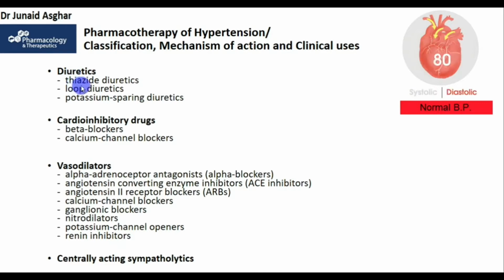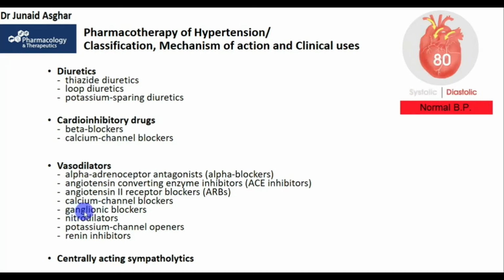The diuretics include thiazide diuretics, loop diuretics, and potassium-sparing diuretics. Cardio-inhibitory drugs include beta blockers and calcium channel blockers. Vasodilators include alpha-adrenoceptor antagonists, we also call them alpha blockers. Then we have angiotensin converting enzyme inhibitors or ACE inhibitors, angiotensin 2 receptor blockers or ARBs. Then we have calcium channel blockers. So the calcium channel blockers are vasodilators as well as cardio-inhibitory drugs.